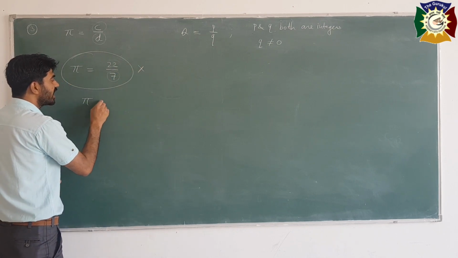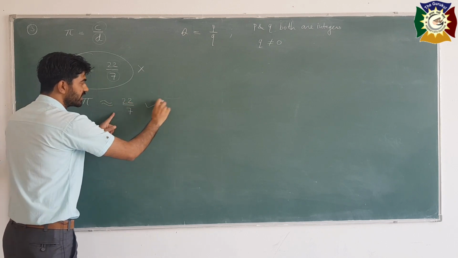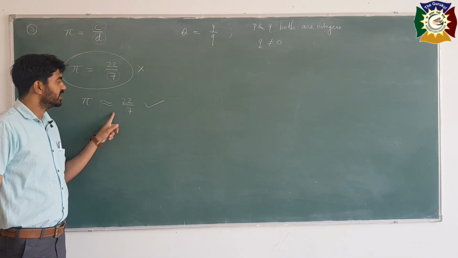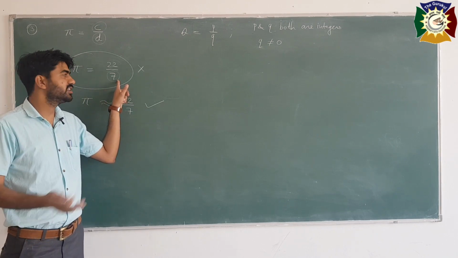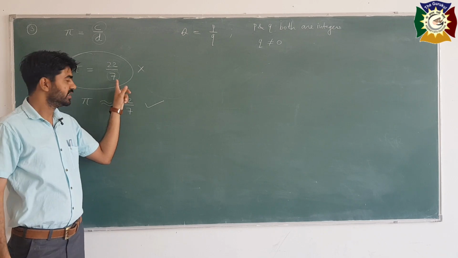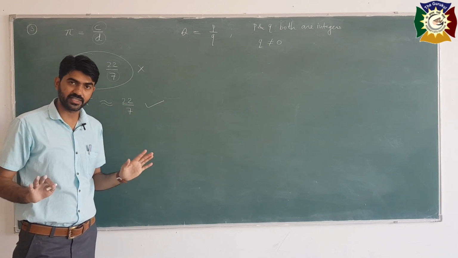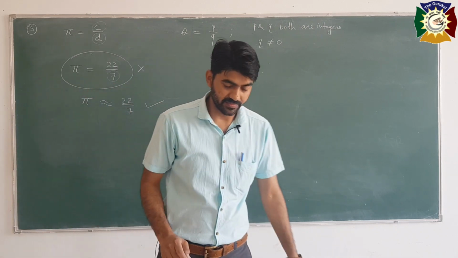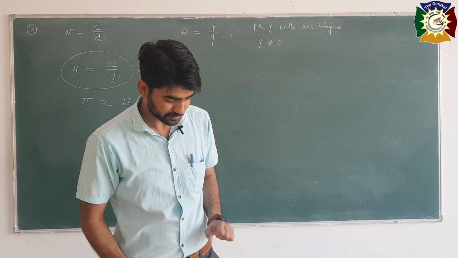Pi is approximately equal to 22 by 7. Okay, this statement is correct. We use this value to solve certain questions, but this is not the exact value of pi. This is approximately equal to 22 by 7, but it is not exactly equal to 22 by 7. Therefore, pi is an irrational number and it is proved.